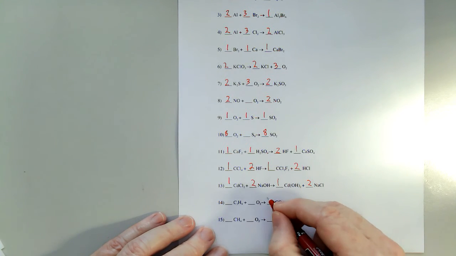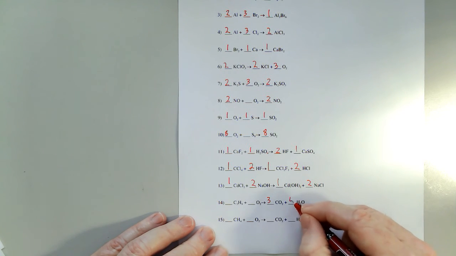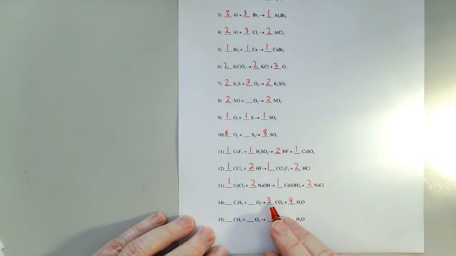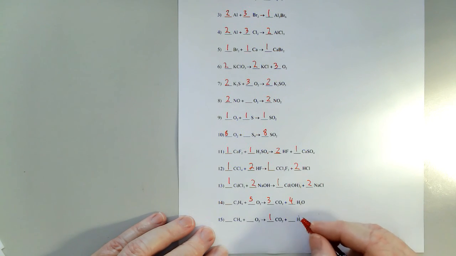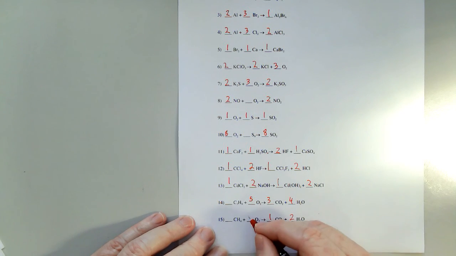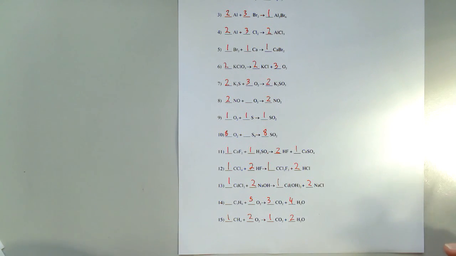So 3 carbons and 4 waters. 2 times 3 is 6. Plus 4 more is 10. I'm going to put a 5 there. CH4, 1 CO2, 4 hydrogens, 2 H2Os. So 2 oxygens plus 2 oxygens is 4, so I put a 2 there and I put a 1. Okay. There you go. That's page number 6.